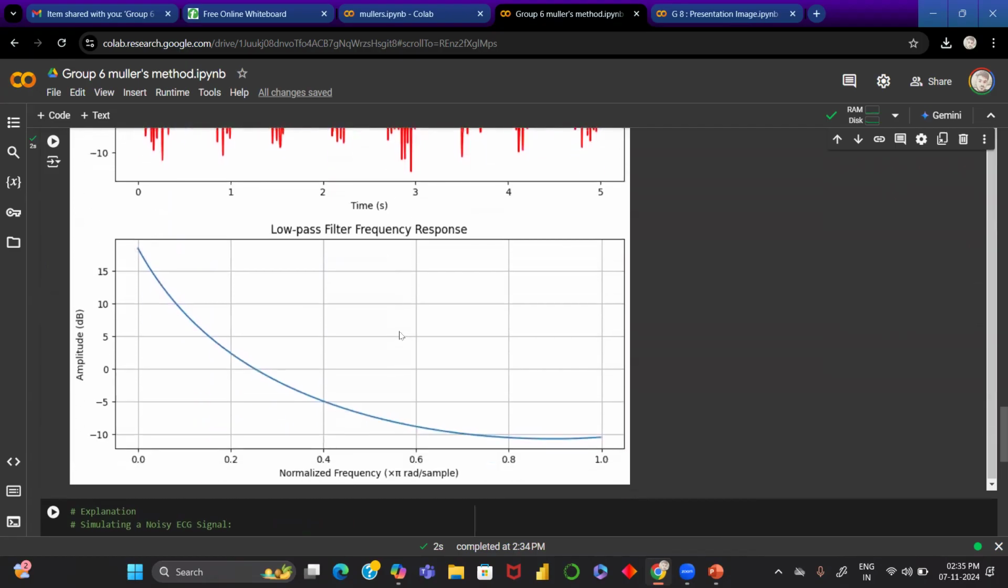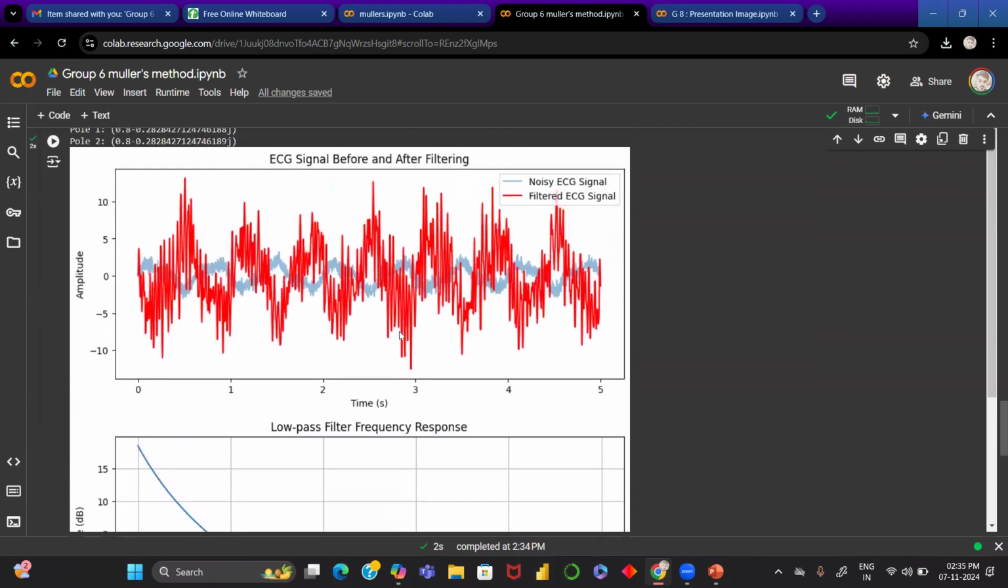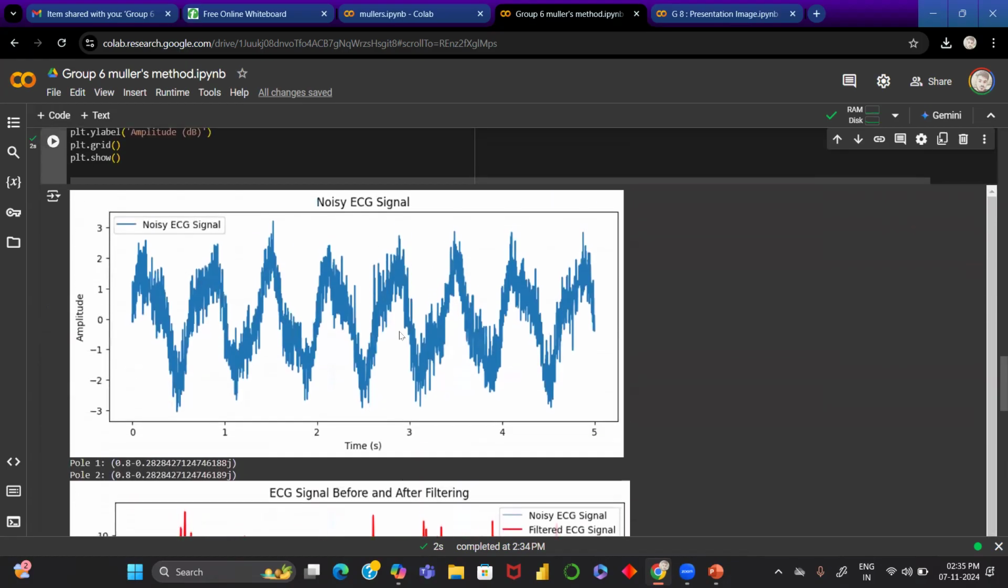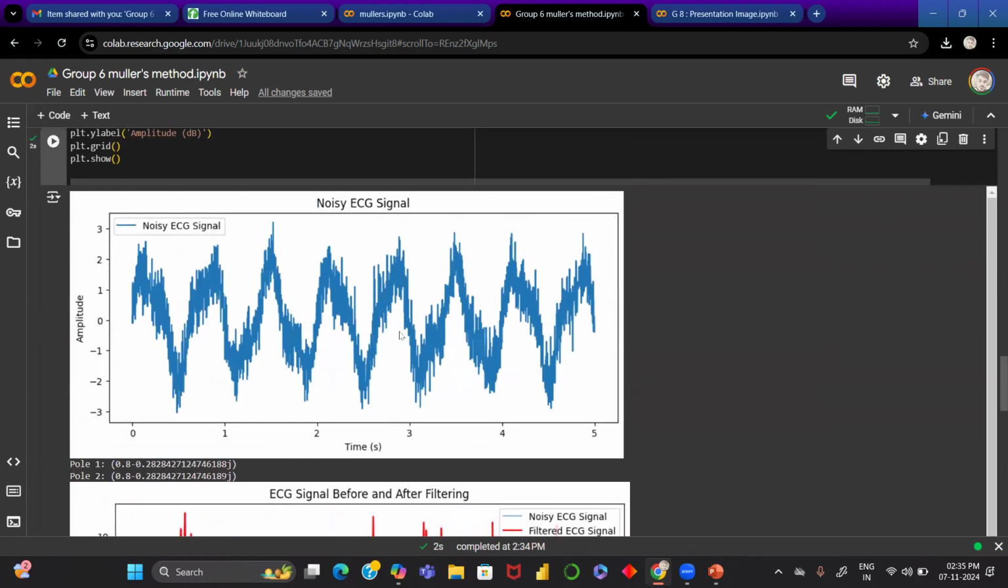What is the first figure? This is the noisy signal, is it? So this is the noisy ECG signal. Fine. What are pole 1 and pole 2? The roots of the nonlinear equation. Why is it complex, with J written? Pole 1 is x plus alpha J, a complex number. I'm not understanding why it is giving you a complex number. What root are you finding?